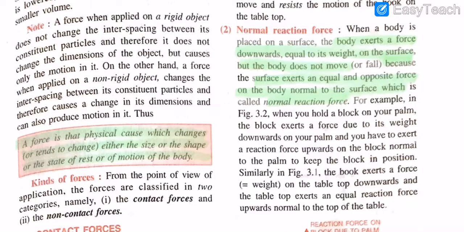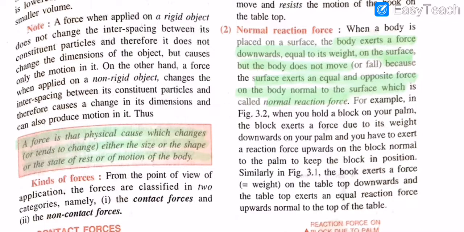So then what will become force? A force is that physical cause. Mark that. In fact, you can mark this complete definition in orange. A force is that physical cause which changes or tends to change either the size or shape of the body or the state of rest or of motion of the body.